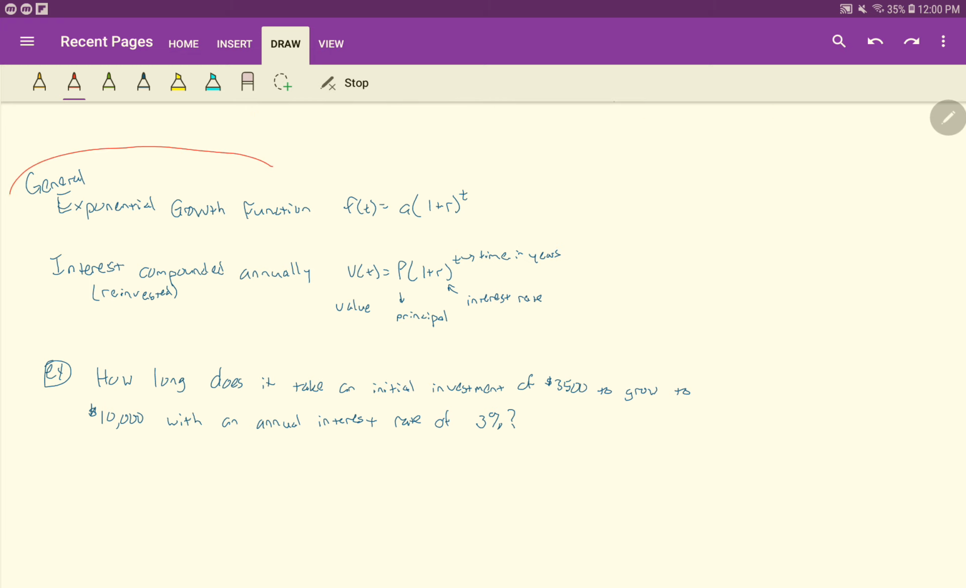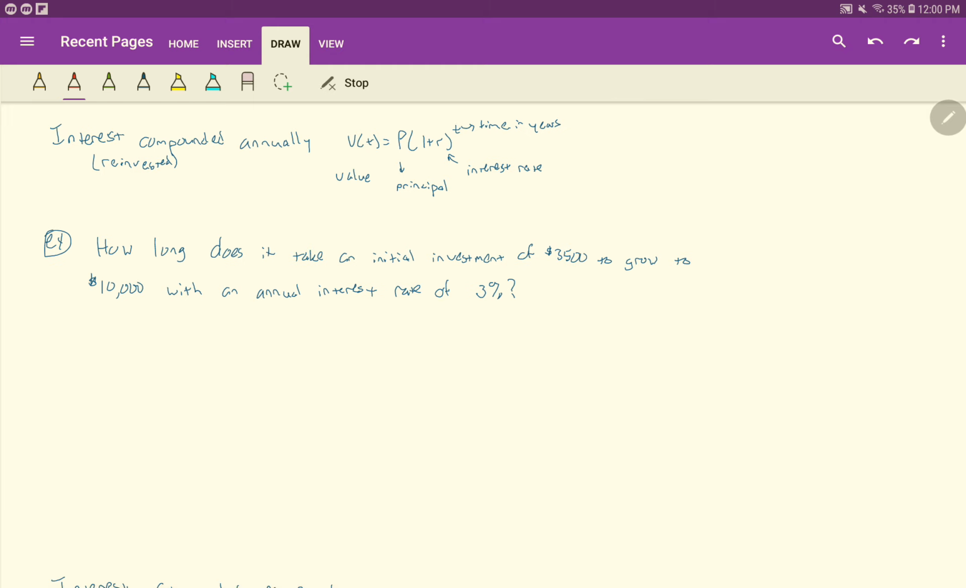Remember from the previous lesson that the general exponential growth function is this, where you have your starting amount, times 1 plus your interest rate, or your growth rate as a decimal. Change the percent to a decimal, and then t is time in years, or time in whatever your growth rate is. For interest compounded annually, which is reinvested, this is our formula. You'll notice it's the same thing: initial amount, there's the r for the interest rate, and t is time in years in this case, because typically for interest compounded annually, we're talking about an annual interest rate.